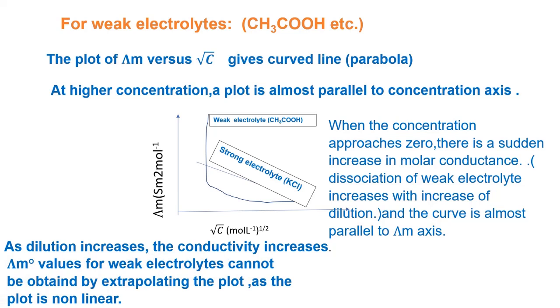We have seen that lambda m naught, the limiting molar conductivity at 0 concentration, is obtained for a strong electrolyte by extrapolating the straight line until it cuts the y-axis. But for weak electrolytes, it cannot be obtained by extrapolating the plot because the plot is non-linear, a parabola. How are the lambda m naught values of weak electrolytes calculated?